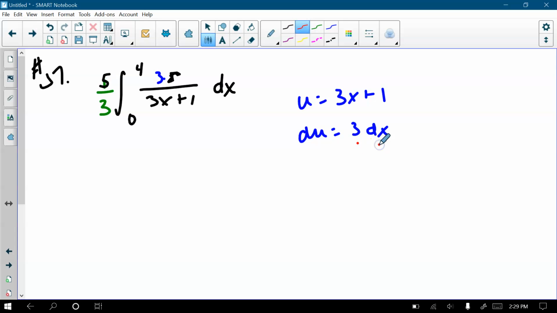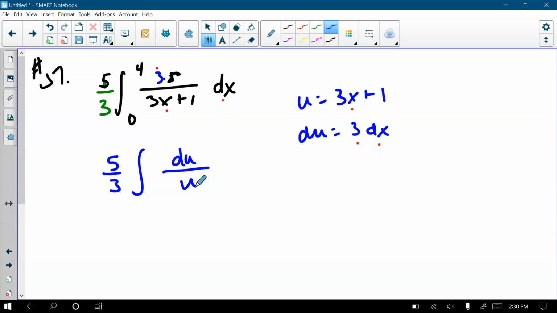We have 3dx, that looks good. We have u is 3x plus 1, so we can rewrite everything. Sort of. So I get 5/3. So I'm going to do 5/3 integral. Do not put 0 and 4 yet. Wait for that. It looks like du over u. du is 3 dx, 3x plus 1 is u.